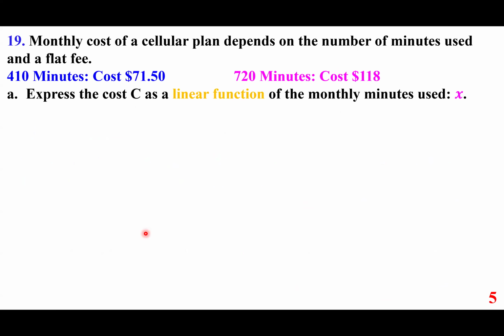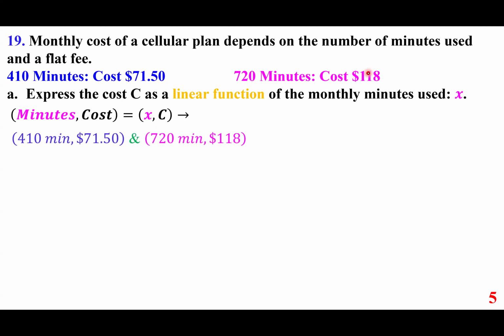Monthly cost of a cellular plan depends on the number of minutes used, and a flat fee. For 110 minutes it costs $71.50, 720 minutes costs $118. Express the cost fee as a linear function of the monthly minutes used x. We want to pay attention to the variables they want us to use. So the very first thing is that we write the pair, minutes and cost, x comma C. This is the way they want us to write it. So that's one pair and that's another one. So we have 110 minutes, 71.50, 720 minutes, 118.